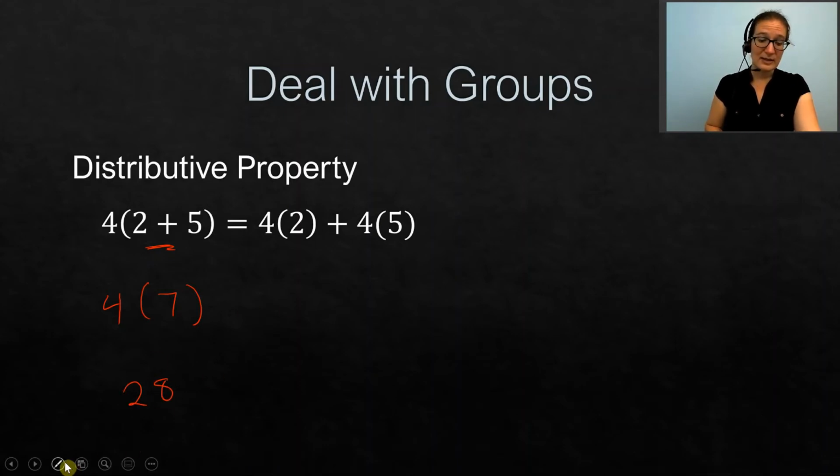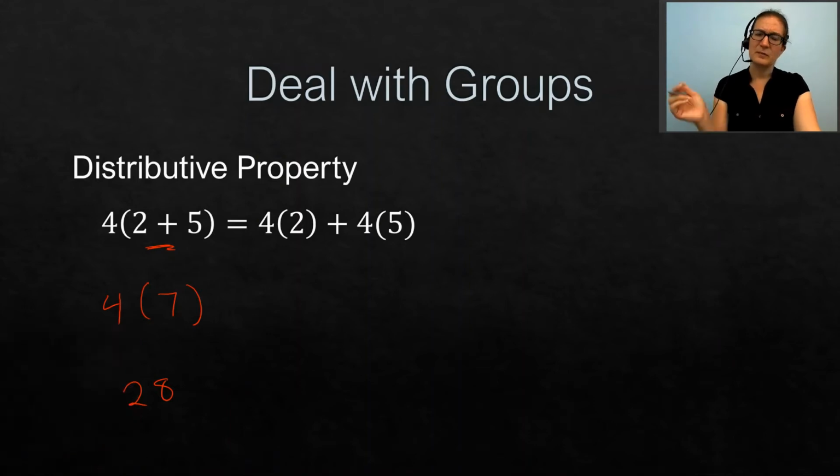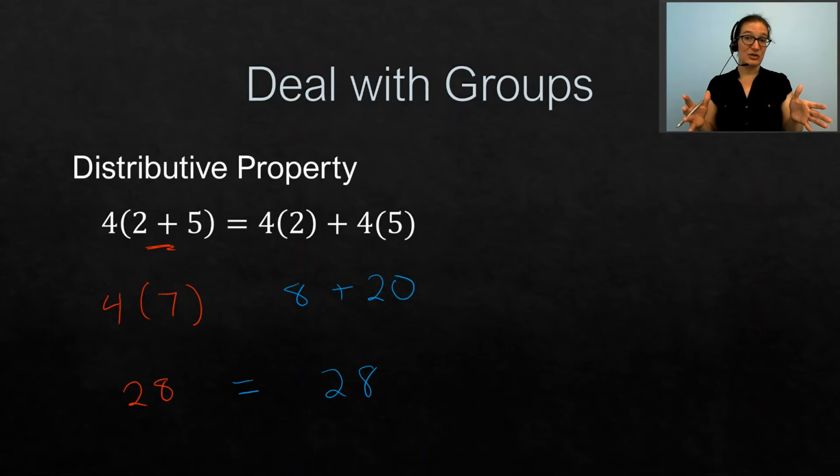Let's take a look at the second side and see if that's actually going to give me the same thing using the distributive property. So the distributive property says I can multiply the 4 with the 2 and then the 5 and then add that together and get the same thing. Let's check. 4 times 2 gives me 8 and 4 times 5 gives me 20. Well, what do you know? 8 plus 20 is 28. Those are in fact equal, okay? So we can see that the distributive property definitely does work.